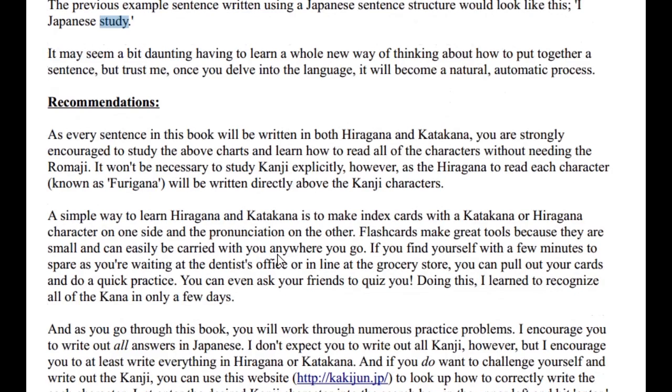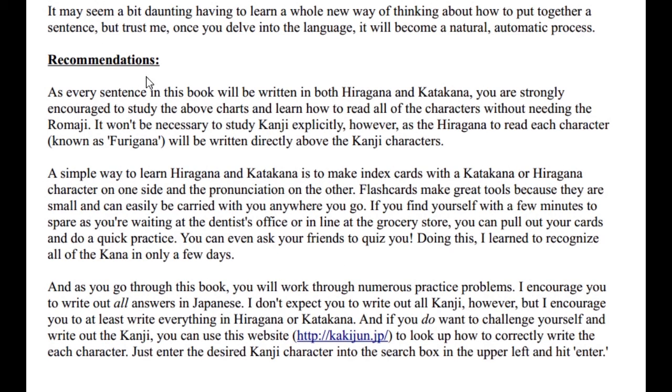All right, and finally, we're just going to wrap up this video with some recommendations. Okay, so every sentence will be written in this textbook in Hiragana and Katakana. So I strongly encourage you to study the above charts and learn how to read the characters. I will also include the romaji. So if you're not sure how to read a hiragana or kanji character or a katakana character, you'll still be able to read the sentence, but don't rely on romaji. It's not a good idea.